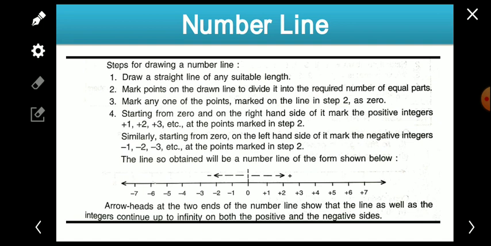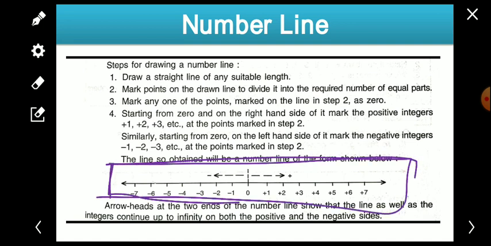the most important thing to be kept in mind is that the gap between two consecutive integers should be uniform. It means whatever the gap between 4 and 5 is, the same gap should be between 5 and 6, the same gap should be between 6 and 7, and everywhere the gap between consecutive integers should be uniform.